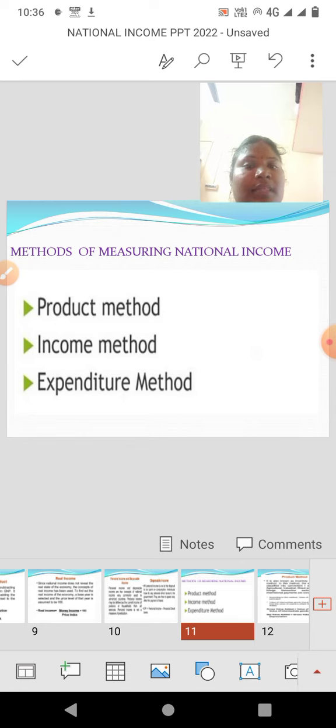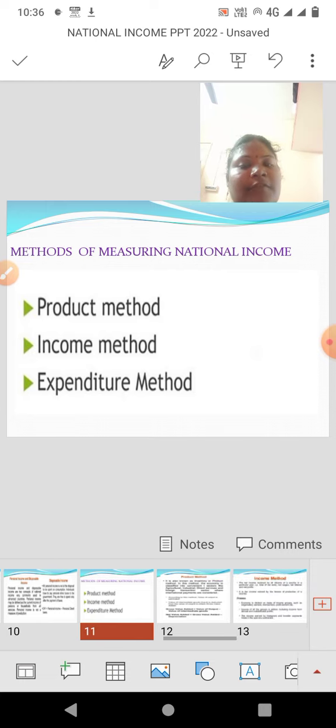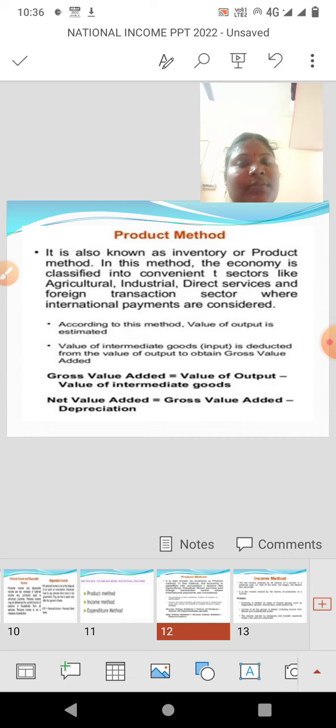Next one, methods of measuring national income. There are three methods. The first method is the product method. The second method is the income method. The third one is the expenditure method. First we discuss the product method. The product method is also known as the inventory method.